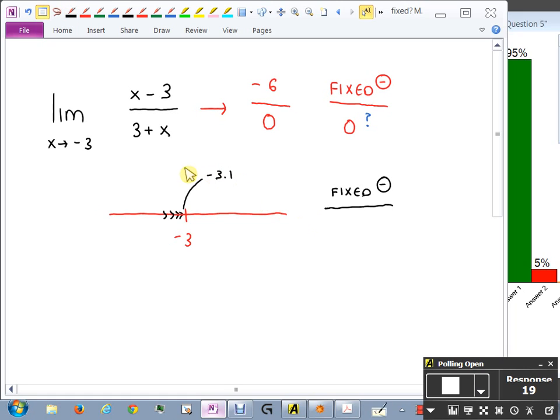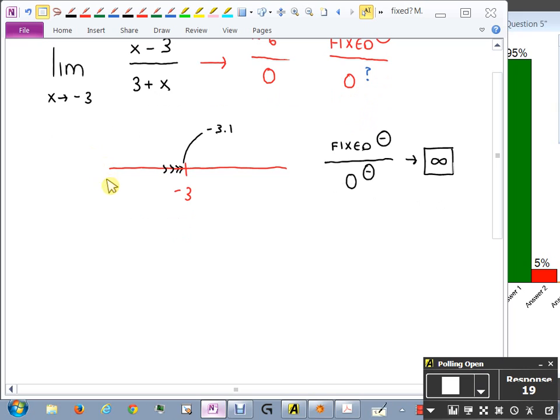The bottom is headed towards what? What's 3 plus negative 3.1? Negative number, right? Negative. So it's headed towards 0, but it's negative. So what can you conclude from this? It's positive infinity. From that side, right? Try the other side now. Since the limit did not specify which side, I need to check the other side.